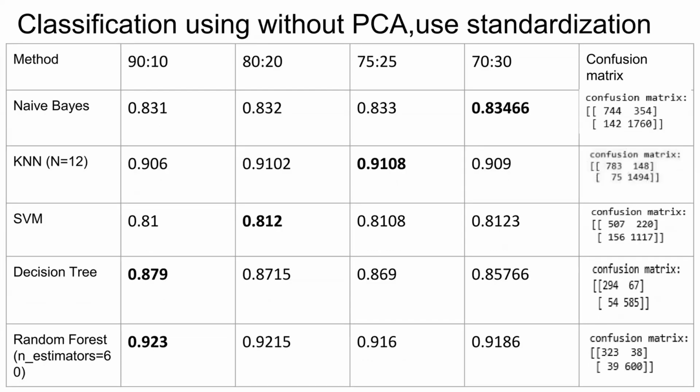Classification without PCA. Use standardization method. Confusion matrix: 90:10, 80:20, 75:25, 70:30. Naive Bayes: 0.8310, 0.832, 0.8330, 0.83466. KNN, n equals 12: 0.9060, 0.9102, 0.9108, 0.909. SVM: 0.8108, 0.8108, 0.823. Decision tree: 0.879, 0.8715, 0.869. Random forest, n_estimators equals 60: 0.923, 0.9215, 0.916, 0.9186.